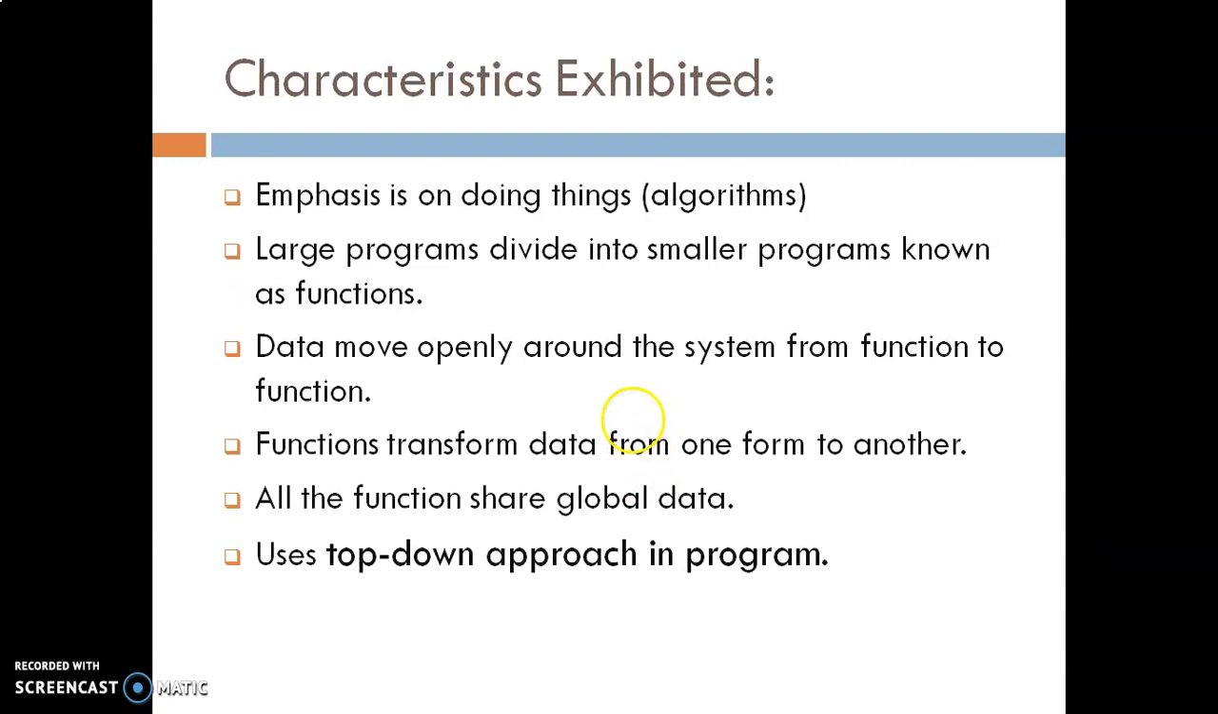Now the characteristics exhibited, that is the characteristics of POP. Emphasis, it means the focus here is more on the algorithm. Large programs are divided into smaller programs known as functions. Just now you have seen this in the block diagram. Here the data moves very openly around the system from function to function. So the data hiding feature is missing here. The approach that we are using here is top down, which means the main program is divided into a number of functions.